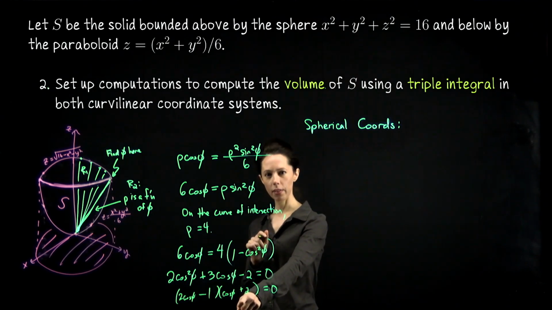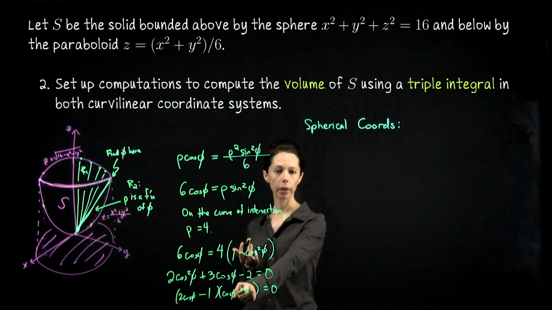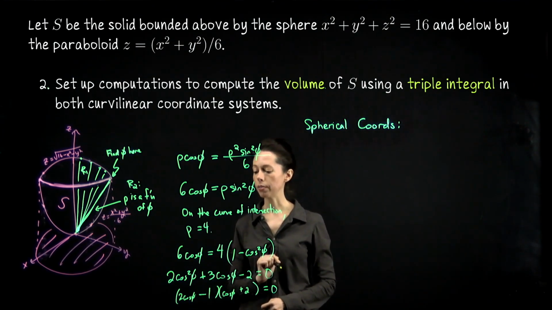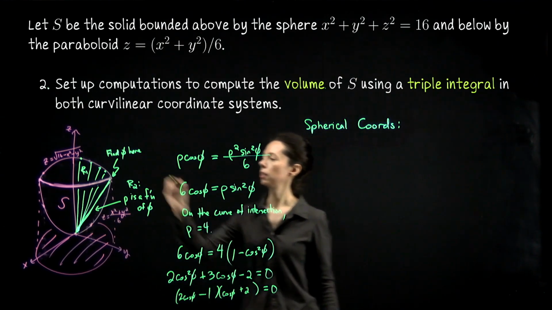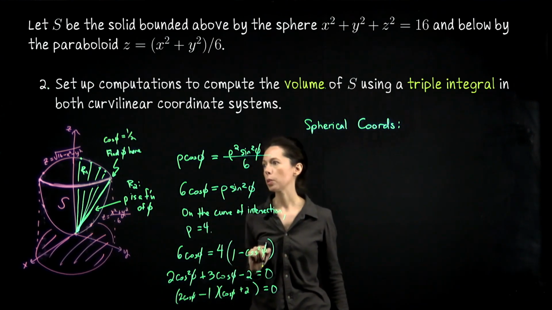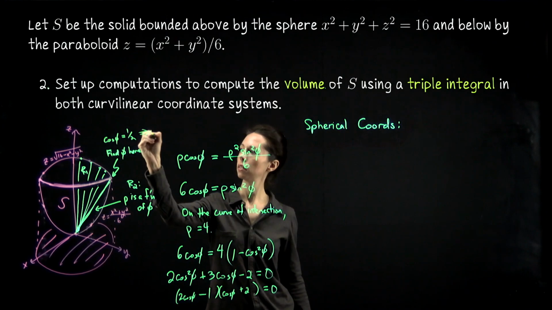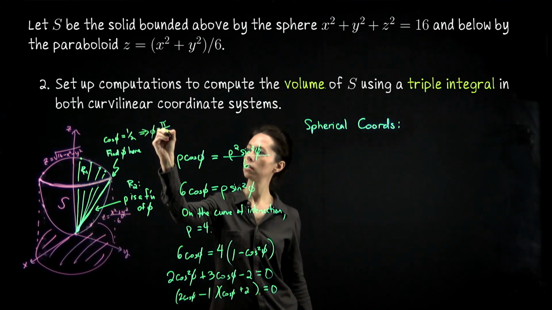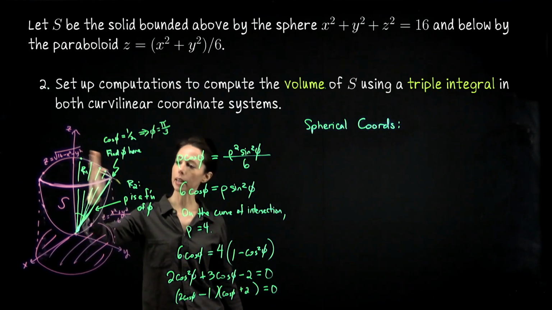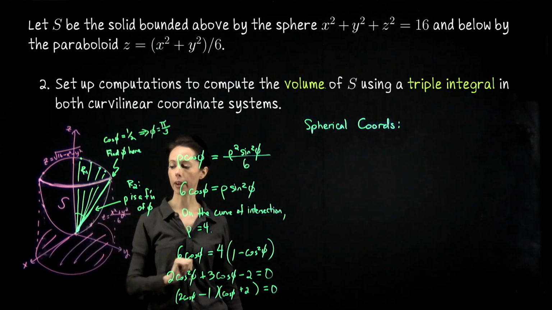This second one would give us a solution that cannot happen. This would say cosine phi is negative 2, but cosine values are always between 1 and negative 1. So this is not a real solution. So cosine phi is 1/2. Let me write that here. Cosine phi is 1/2, which means that phi is pi over 3. Okay, so right here, by the moment that we've rotated down to this curve of intersection, phi has gone from 0 to pi over 3.